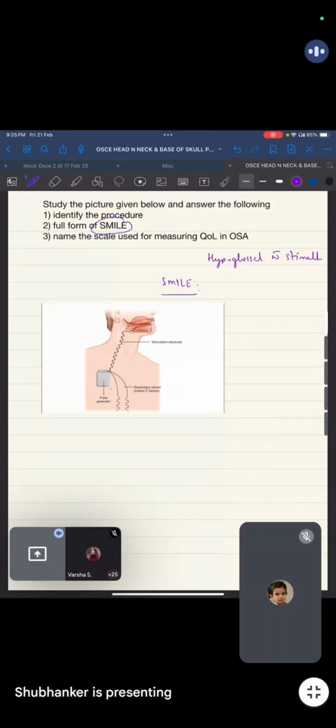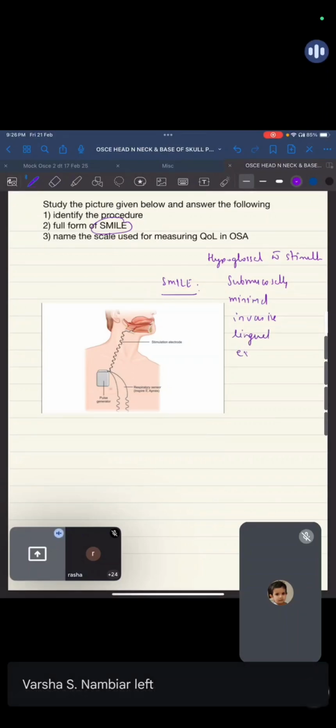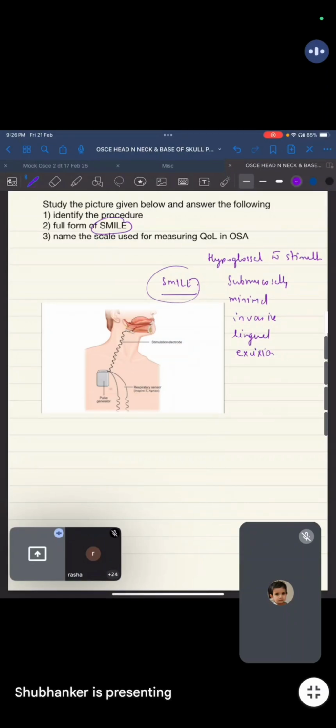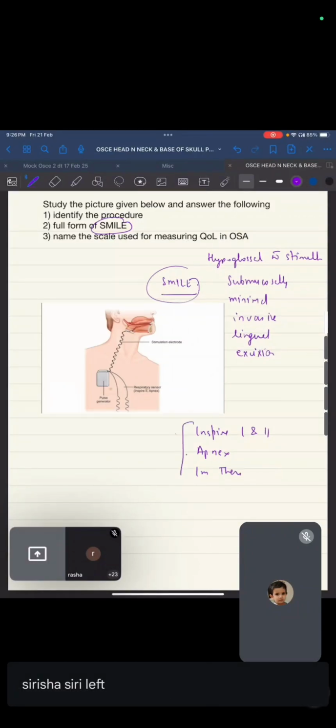Somebody want to take a try? Submucosal minimally invasive lingual excision. ठीक है, it's important, read it. ठीक है, हाइपोग्लॉसल नर्व स्टिमुलेशन में जो models आते हैं केवल नाम पता होने चाहिए. नाम इसका होता है Inspire 1 and 2. फिर एक Aura नाम से आता है, एक ImThera नाम से आता है. ठीक है, इतना बहुत है.